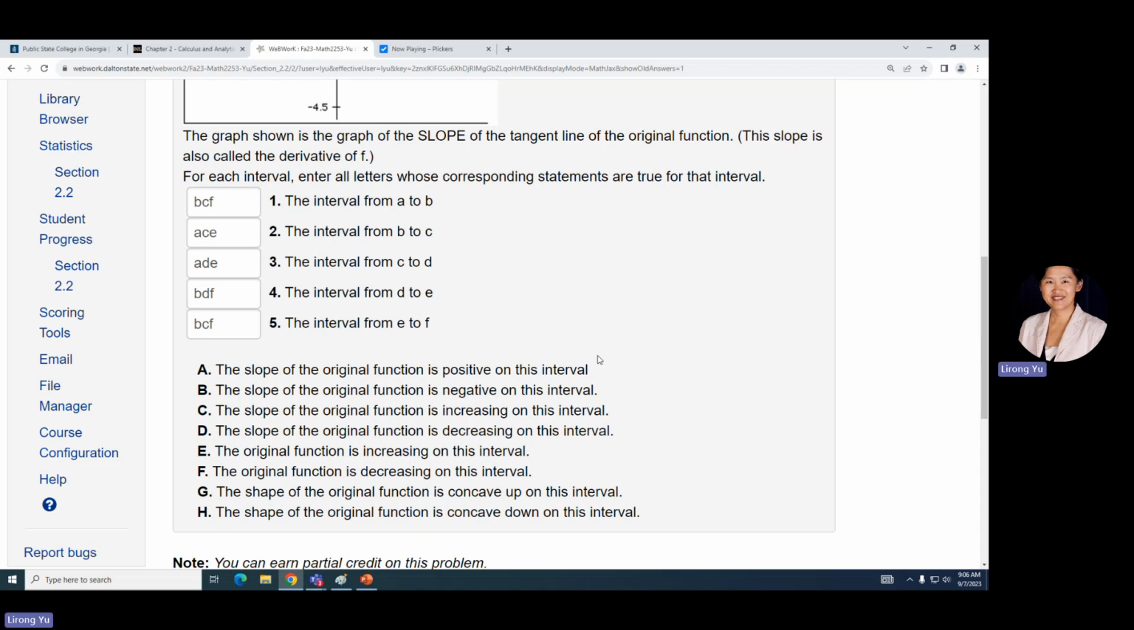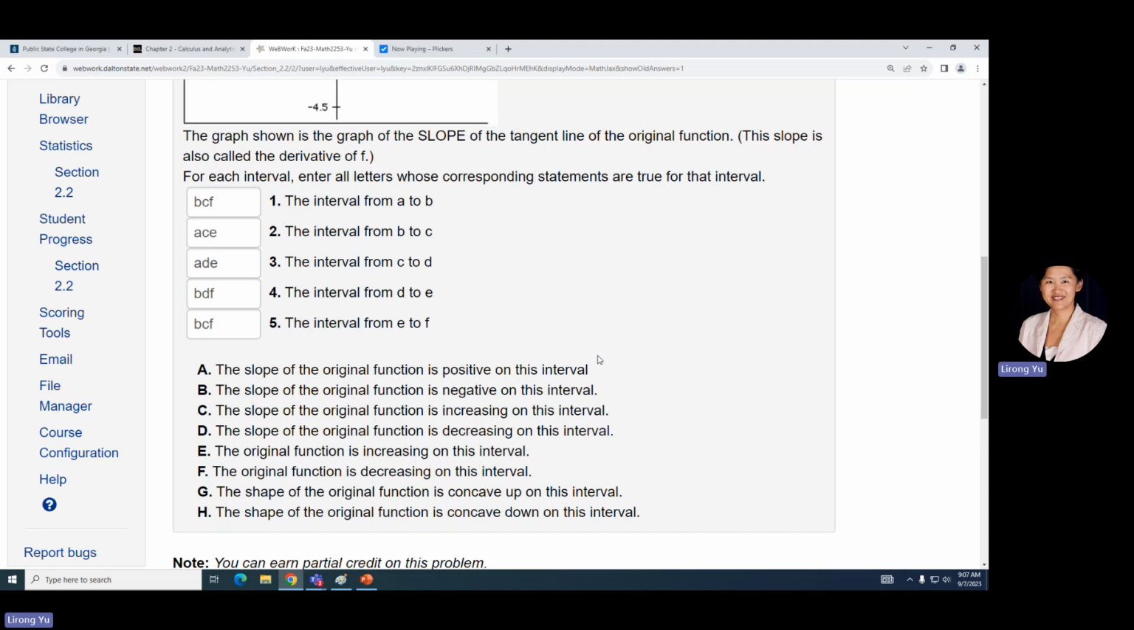Since we have to fill in multiple choices for each one, to make it complete, we have to finish every one. These statements are opposite. That's why I had to assign some to each one. Now, G and H. The shape of the original function is concave up, and the shape of the function is concave down. That is a little early for that topic.